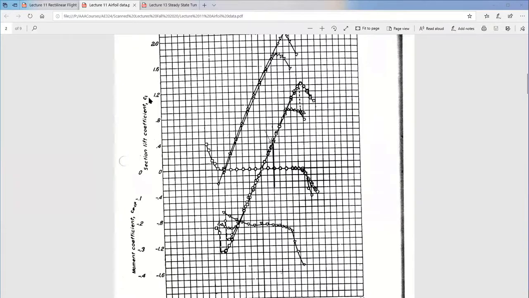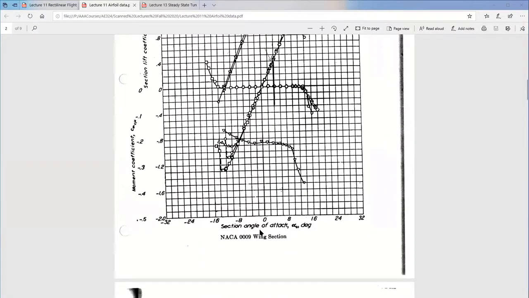One is CL versus alpha in degrees. So make sure you notice the units. And then the other is CM. If you look real close on this, this is CM over C4. So this is the moment about the quarter chord point, plotted versus angle of attack.